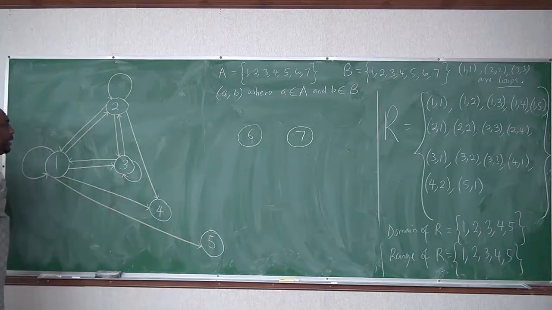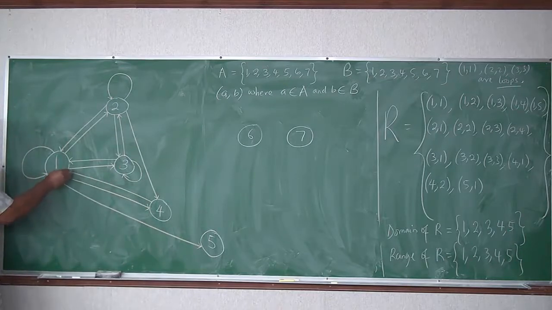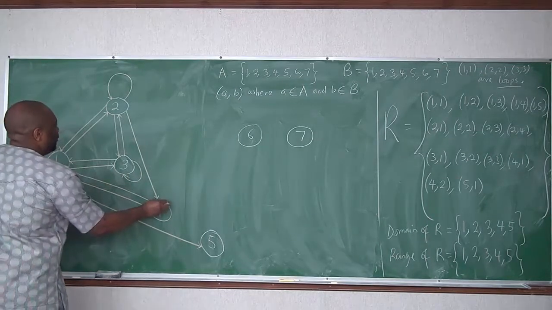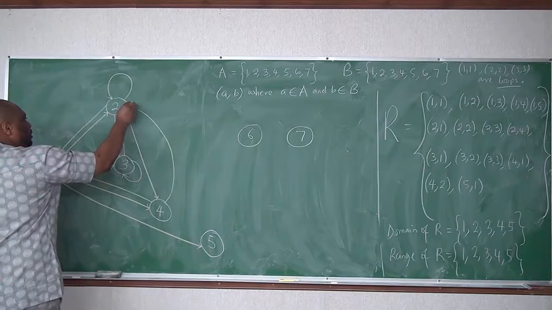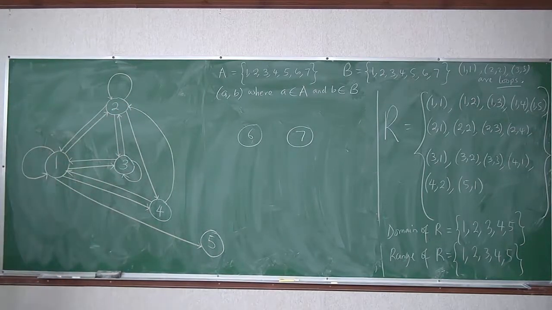3, 3. Then 4, 1. Starts from 4, ends at 1. 4, 2. Starts from 4, ends at 2. Okay, it mustn't be straight. It could be like this. They are all edges or arcs.